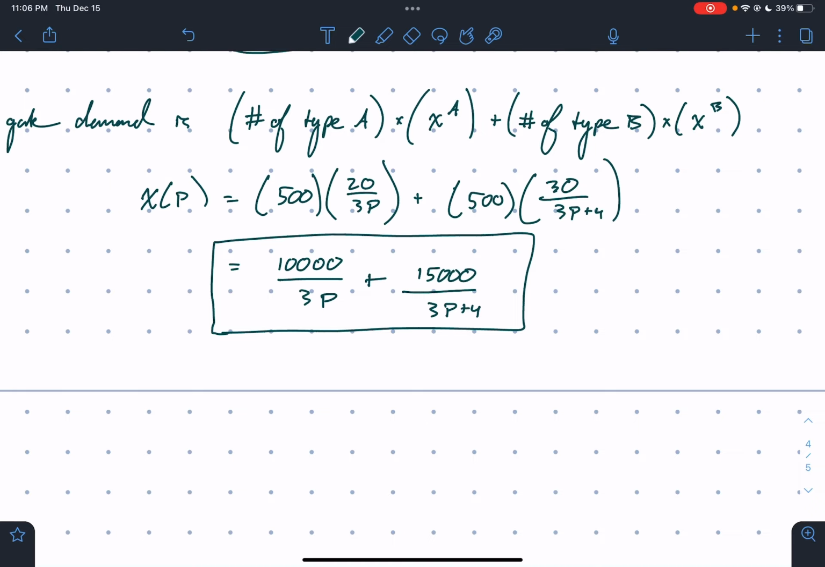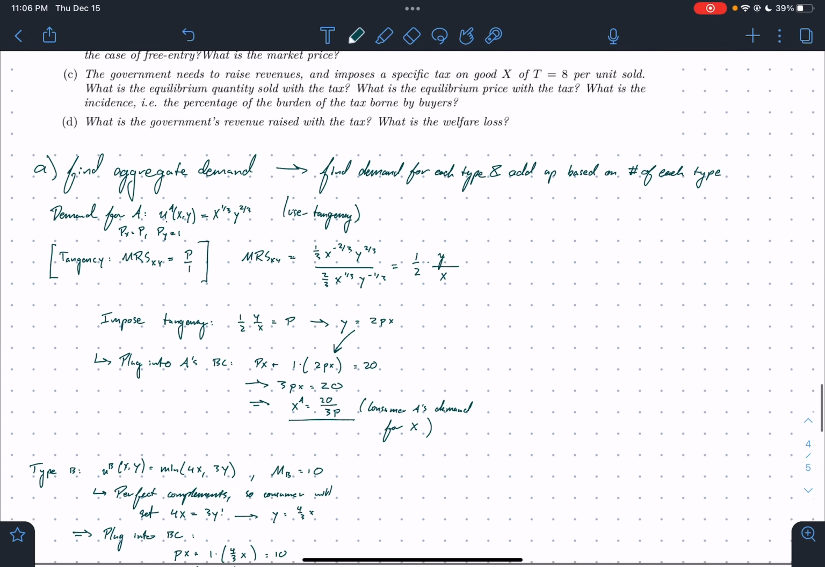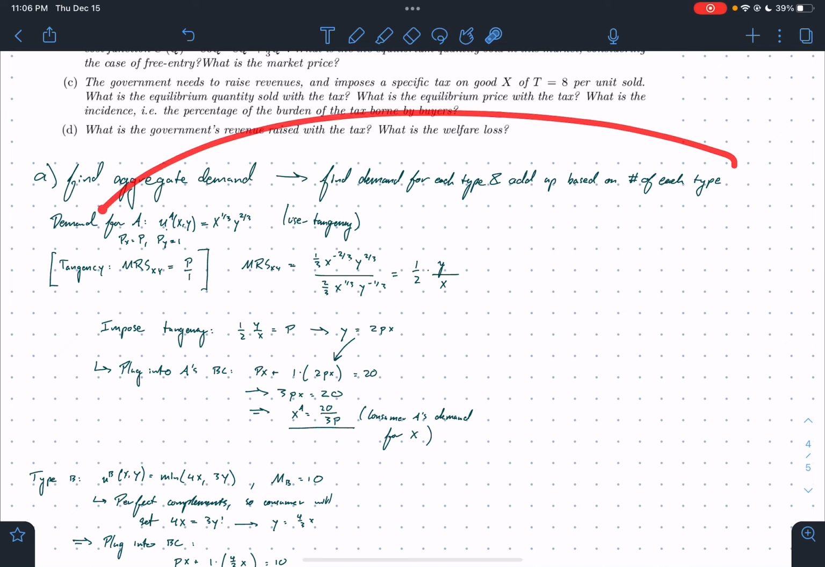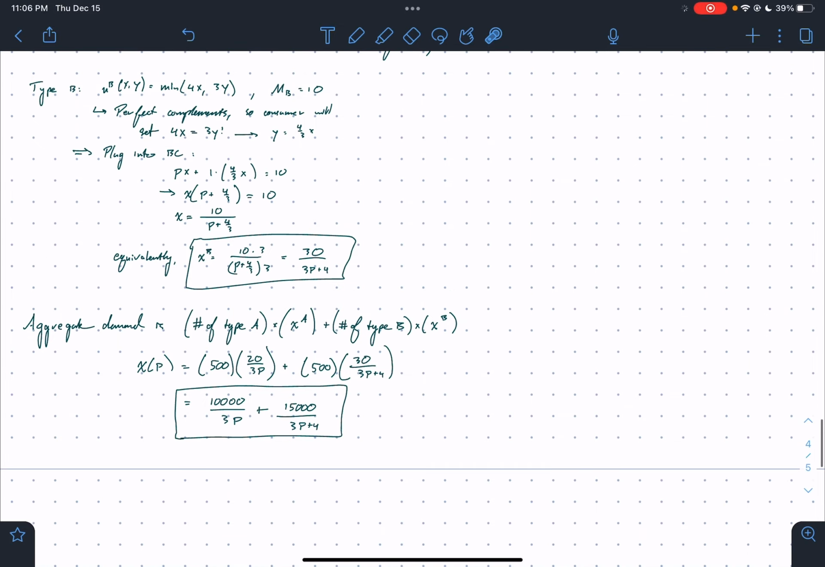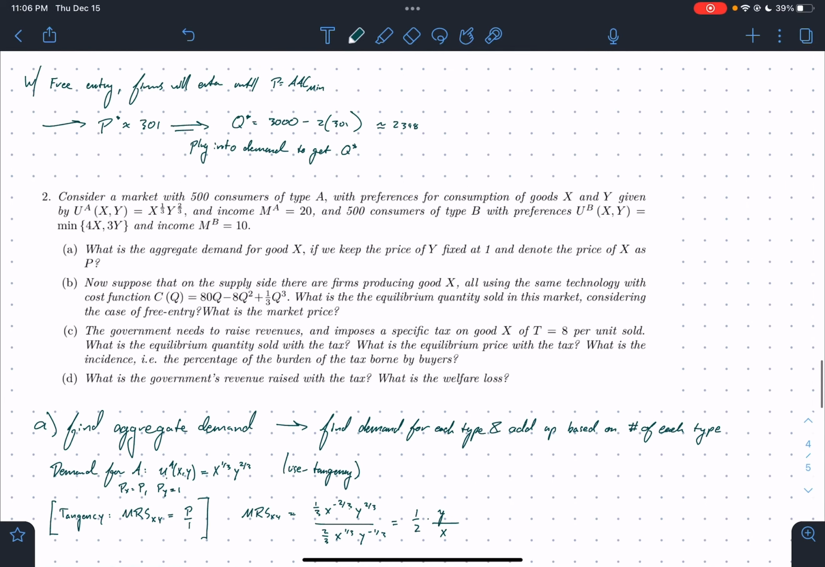All right, so that's just an application of the tools we found in the first part, where we just find the demand given the utility function, and then we just add up the demands based on the number that we have of each type. Okay, so that's part A.